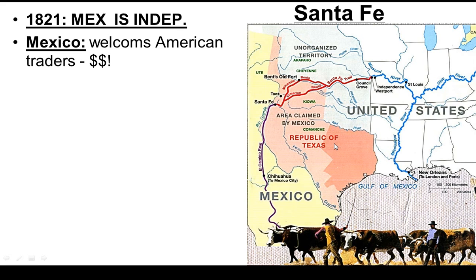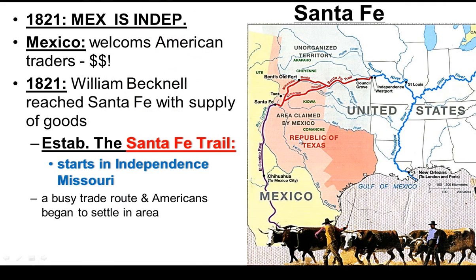In 1821, Mexico becomes independent, and as we mentioned before in Lesson 2, they started welcoming American traders, because of the money opportunities and the economic growth capabilities here, and giving away land grants and things like that. A guy by the name of William Becknell reached Santa Fe with a supply of goods, and he establishes this other trail into the west called the Santa Fe Trail, which also starts in Independence, Missouri, which is also the start point for the Oregon Trail in the late 1830s into the 1840s.